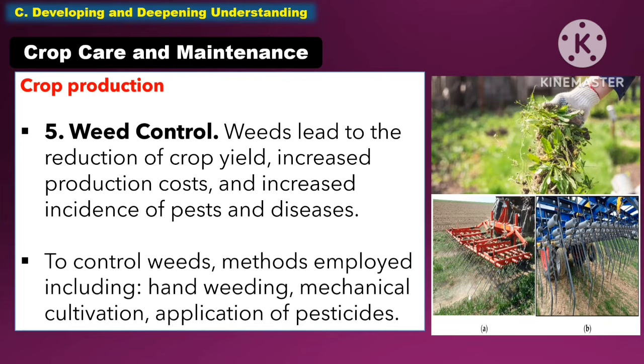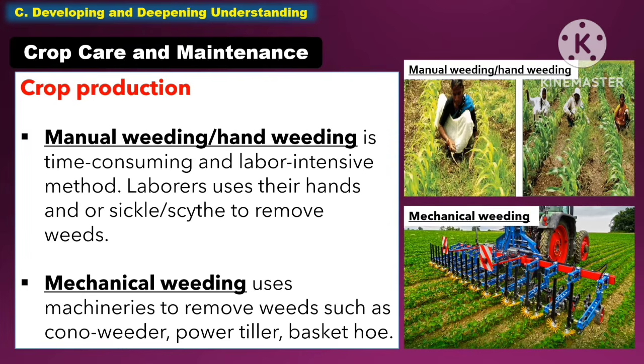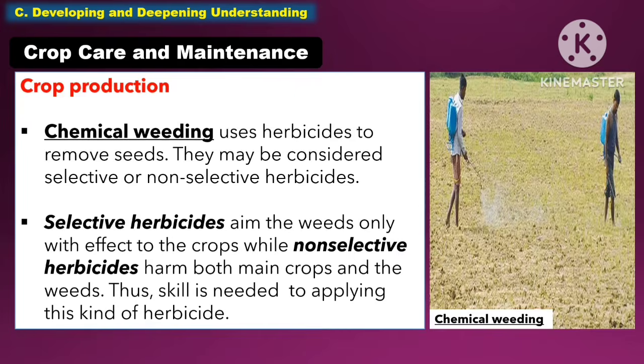Weeds lead to the reduction of crop yield, increased production cost, and increased incidence of pests and diseases. Methods employed to control weeds include hand weeding, mechanical cultivation, and application of pesticides. Manual weeding or hand weeding is a time-consuming and labor-intensive method. Laborers use their hands and or a sickle or scythe to remove the weeds, whereas mechanical weeding uses machineries to remove weeds such as cono weeder, power tiller, and basket hoe.